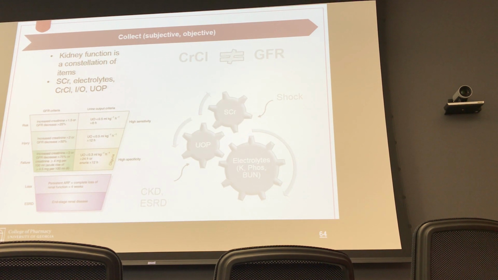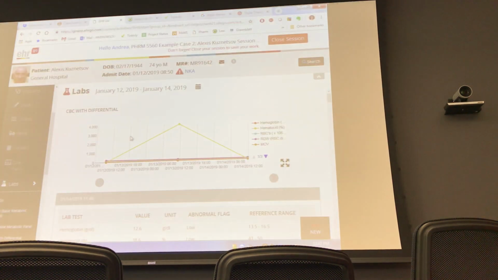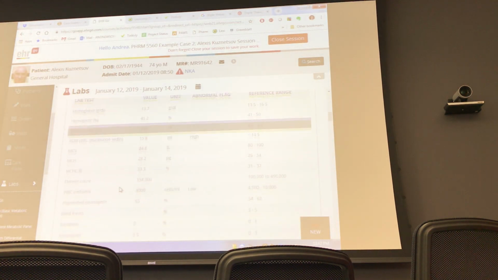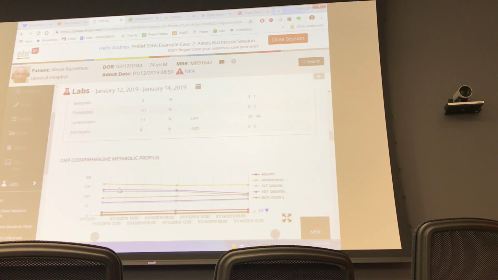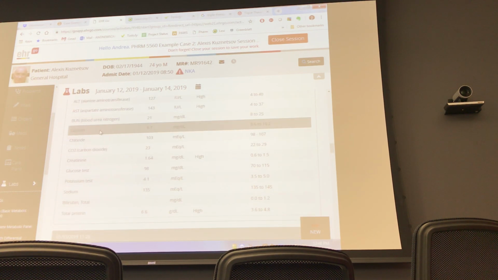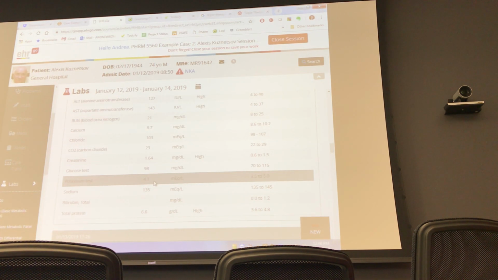Specifically potassium, phosphorus? When I looked in the chart, I couldn't find electrolytes. No, don't tell me that. Okay, here, I got one at least.